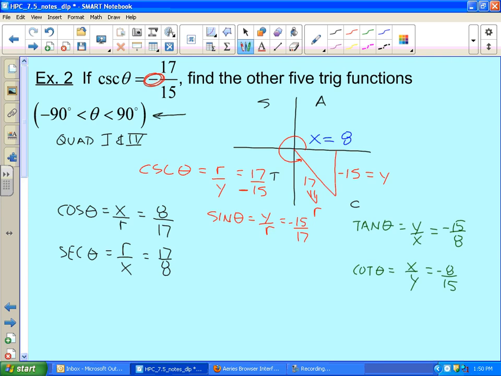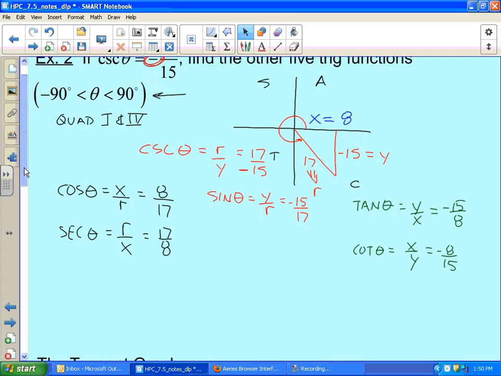So once we have our triangle, then the rest of it's just... What do you think? Difficult? Okay. So far, so good? You guys are all right?